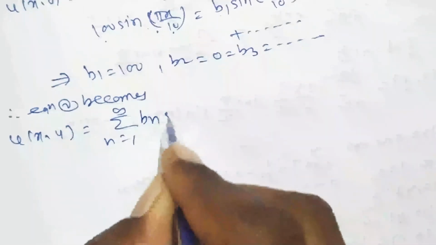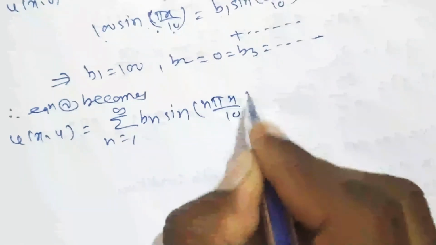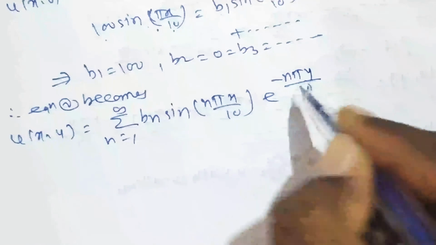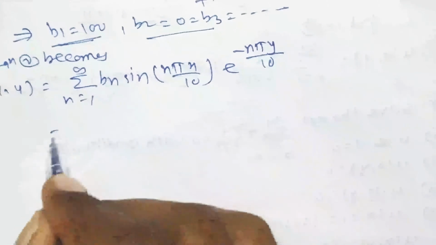Now what is equation 2? Equation 2 is temperature u of xy is equal to summation of n varies from 1 to infinity Bn sin n pi x by 10 into e to the power minus n pi y by 10. We will check once again. Yes, this is equation 2. Now here we get only b1 as a non-zero constant and the remaining constants are all 0. So for the final answer we have to expand this series for n equal to 1 to infinity.